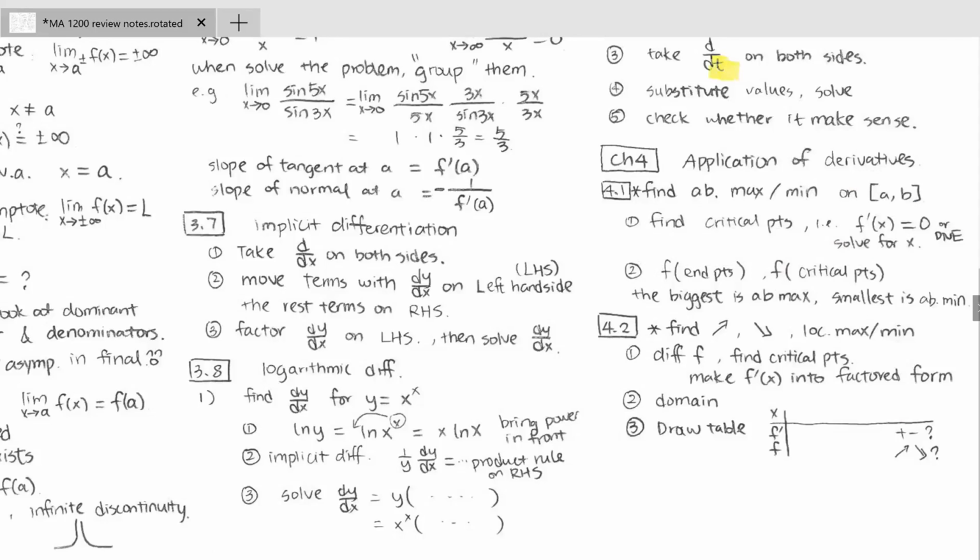Okay, everybody? And then in section 4.2, we talk about problems like find intervals of increasing and decreasing, find local maximum and minimum. Okay, and here are the steps. First, we take the derivative and we find critical points, and we try to factor the derivative. Okay, and then we consider the domain of the function, and then we draw the diagram. Remember, we have the domain, and then it's separated by the critical points.